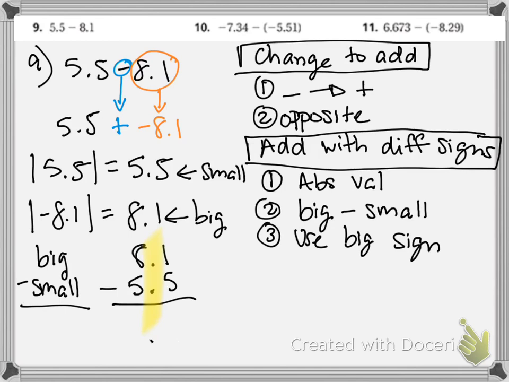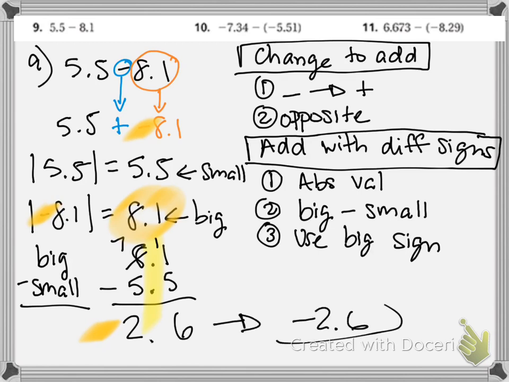Let's see, 1 minus 5 we're going to need to borrow. So 6, 7 minus 5 is 2. So we have 2.6. And then we need to use the bigger sign. So when I look at my addition problem, the one that had the bigger absolute value had an absolute value of 8.1. That was a negative number. So my answer also needs to be negative. Negative 2.6 would be my answer for that one.